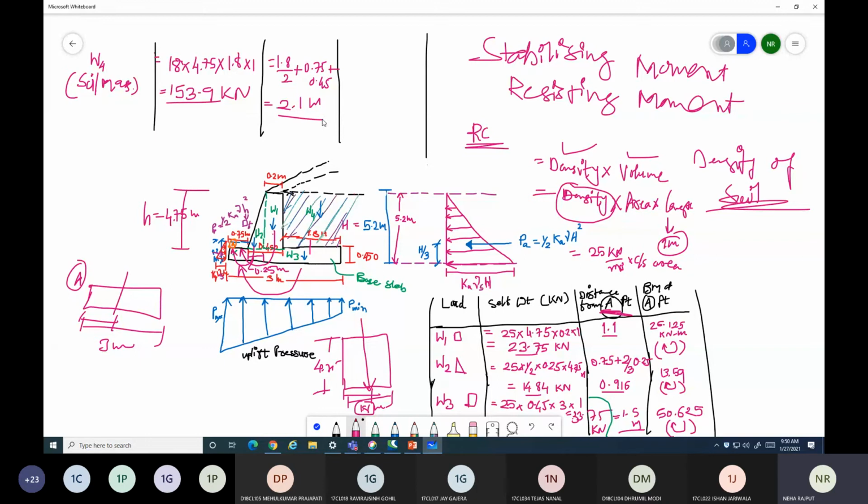Now 2.1 meter into 153.9, so the moment will be 323.19 kilonewton into meter. Again, if you draw the sign, then this will give the clockwise movement. ये force आपको clockwise movement दे रहा है, so I am just doing that clockwise movement over here. So this is my W4 force.